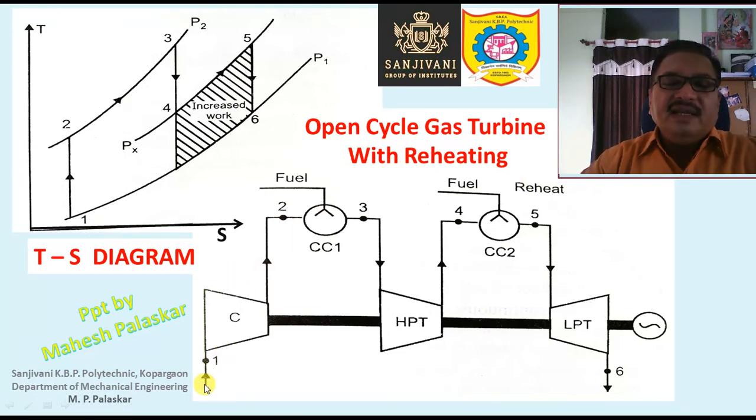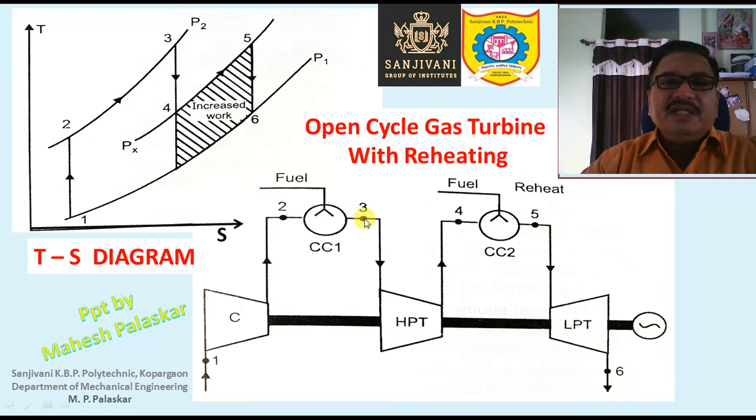So as usual, first of all the air is entering the compressor, it gets compressed in the compressor, and that is process 1-2. So here you can see process 1-2 is compression, and that is supposed to be isentropic compression theoretically, right? So process 1-2 is the compression process.